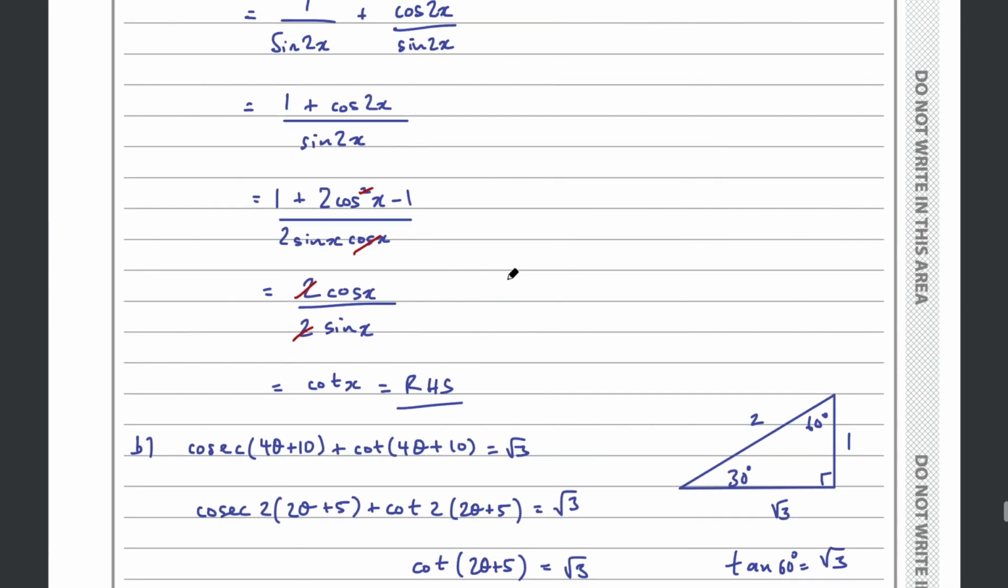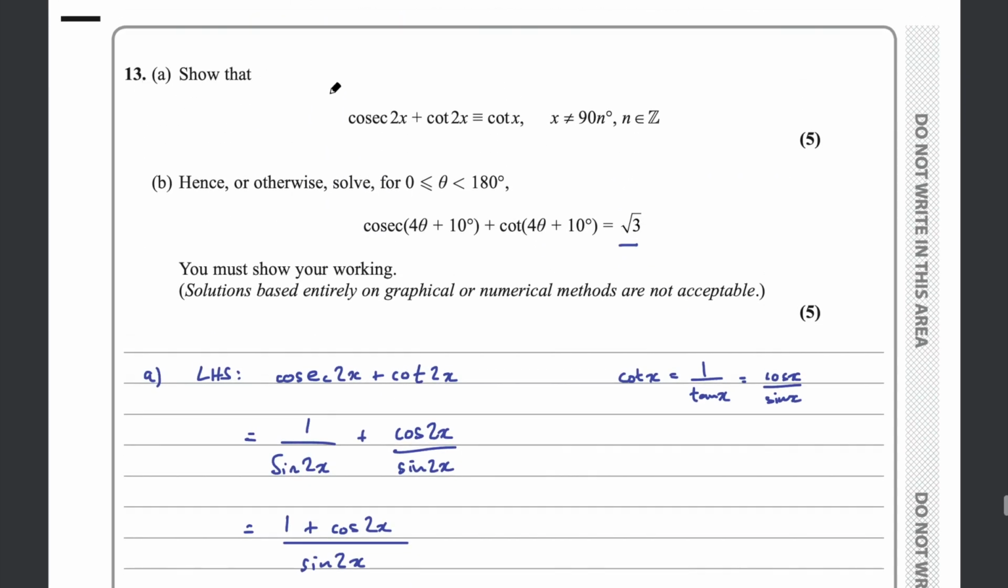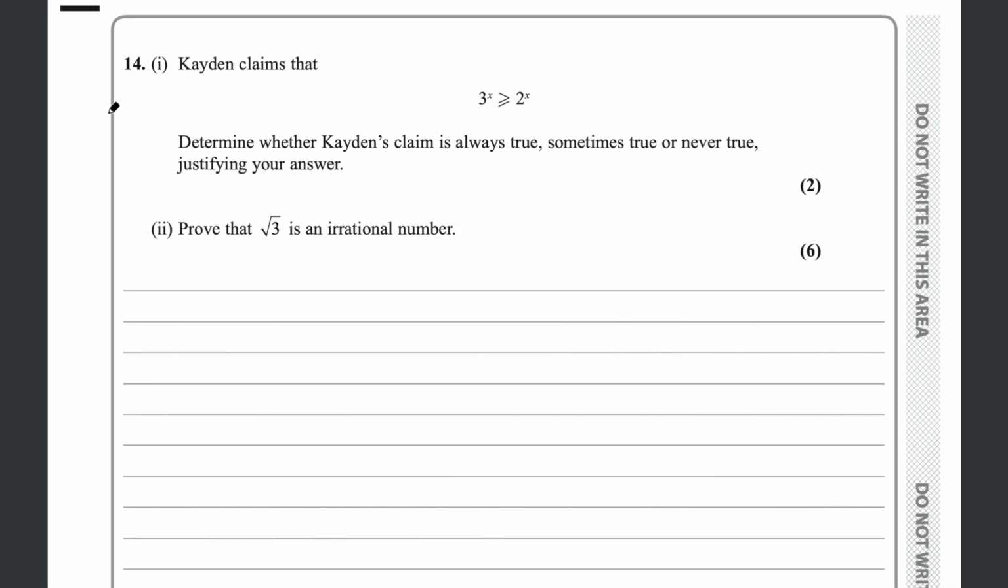Okay, so that was part B for 5 marks, and question 13 for a total of 10 marks. Question 14, part I, says Caden claims that 3 to the power x is greater than or equal to 2 to the power x. Determine whether Caden's claim is always true, sometimes true, or never true, justifying your answer.